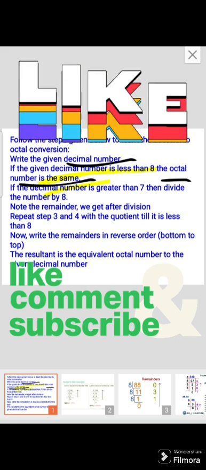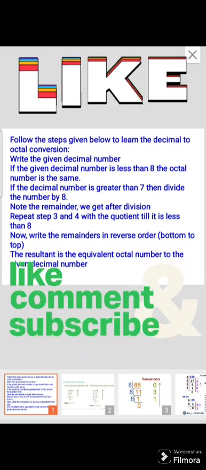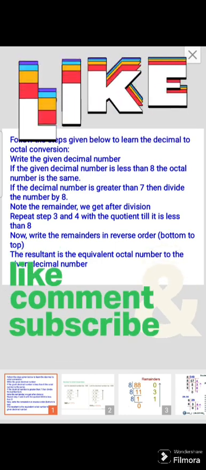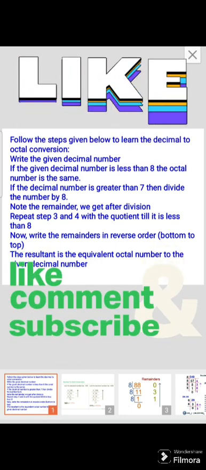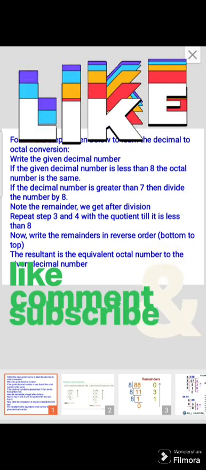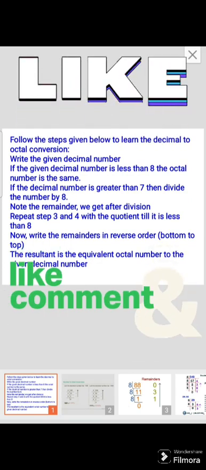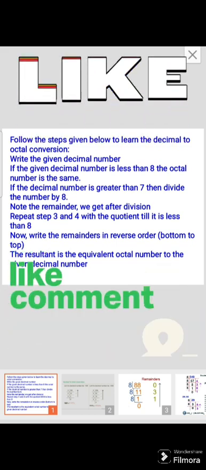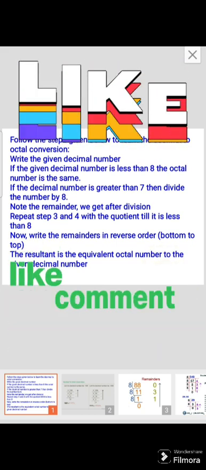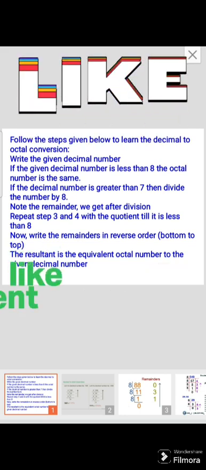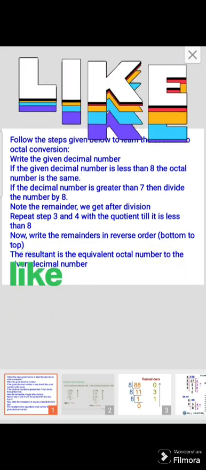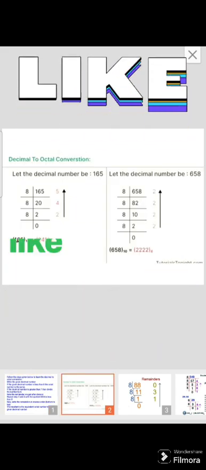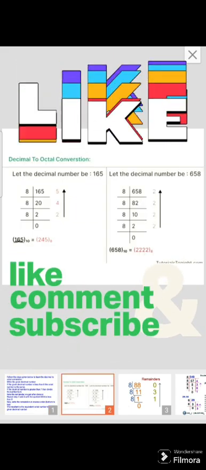We keep the remainder, and after the division we again divide by 8 and keep the remainder, until we get a number less than or equal to 7. Then the remainders are written in reverse order, and that is the octal number equal to the decimal number. Let us show with one example.